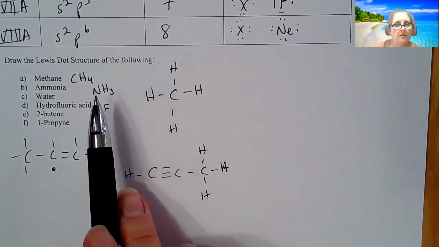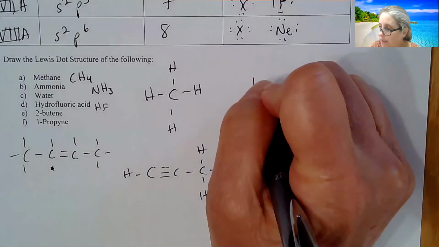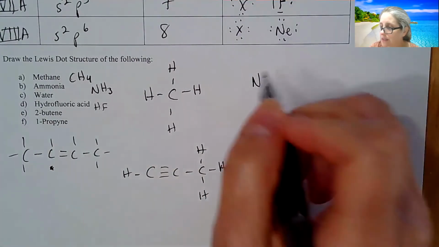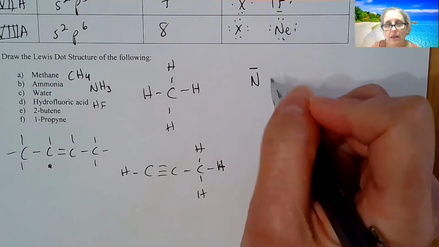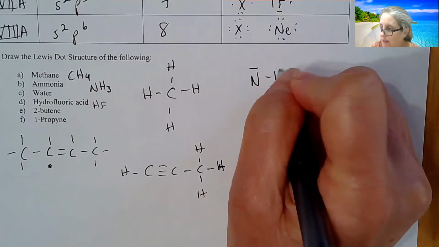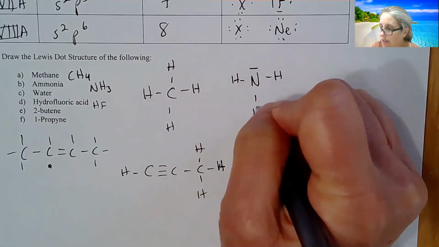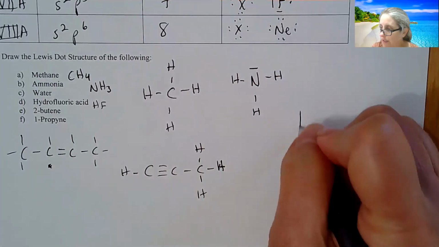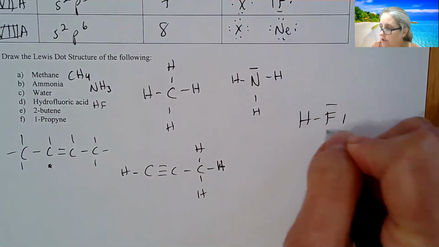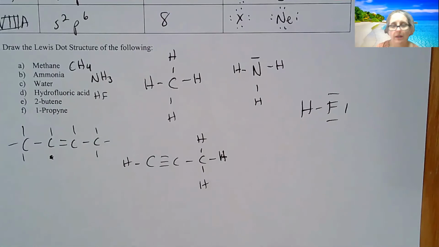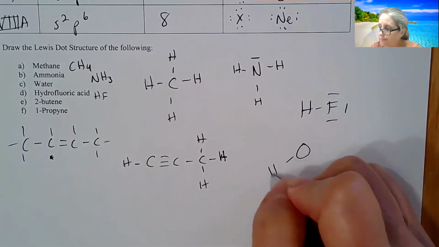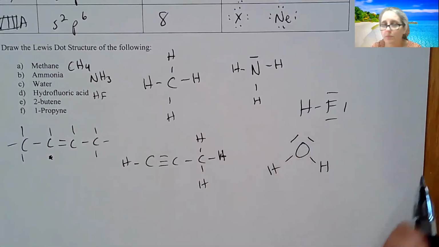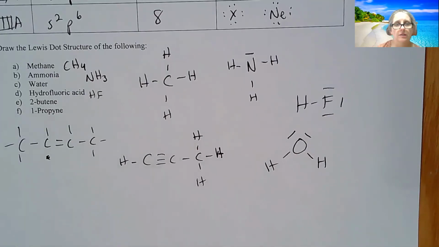So let's go back to ammonia. Nitrogen has 5 valence electrons. So what you will see is I have a lone pair on it, and then I have hydrogens attached to that nitrogen. Hydrofluoric acid, HF. Don't forget the lone pairs on fluorine. And our favorite, water, has lone pairs on the oxygen and then hydrogens attached.